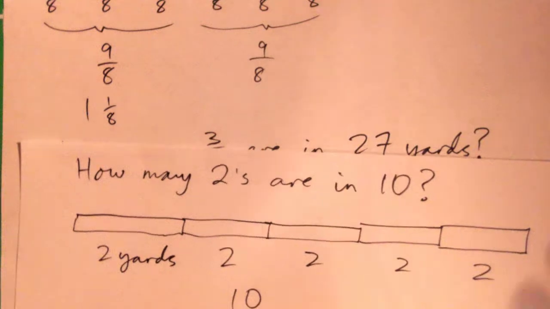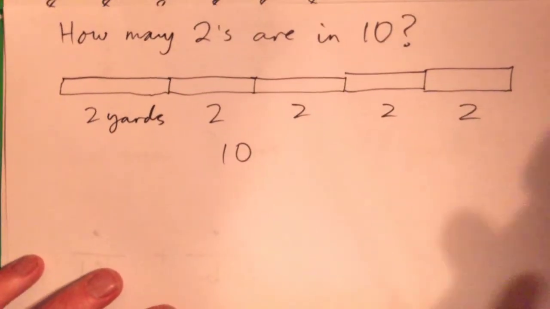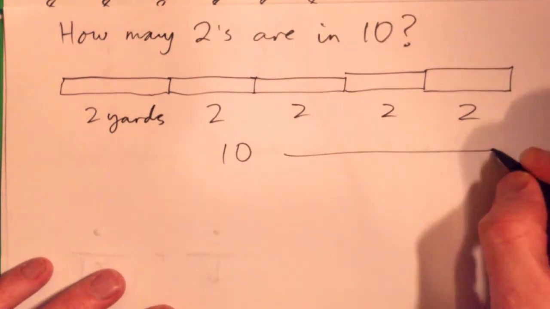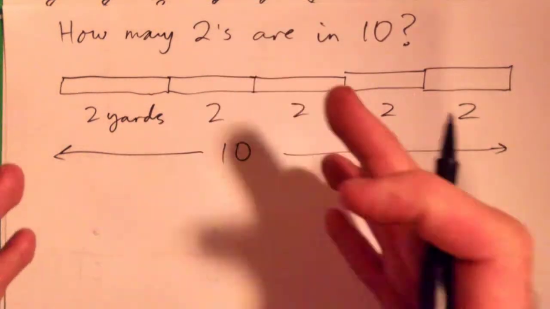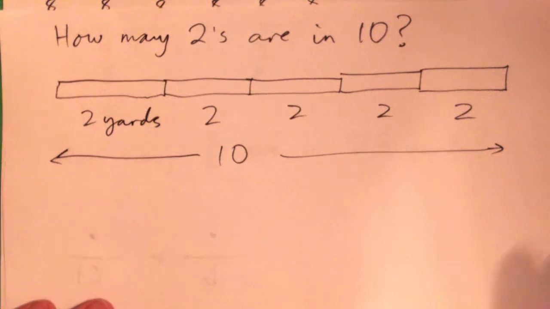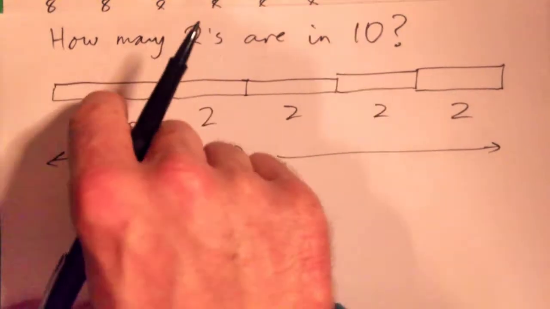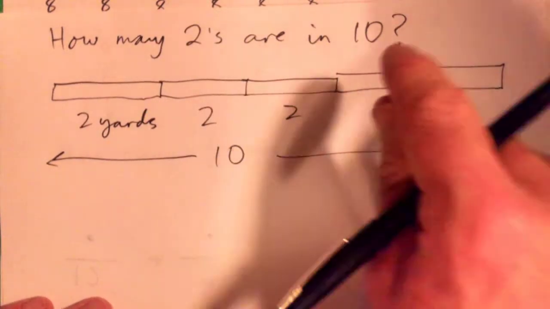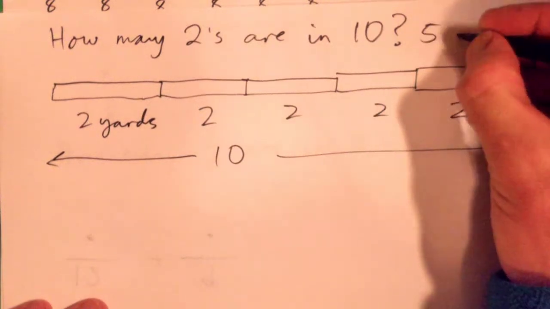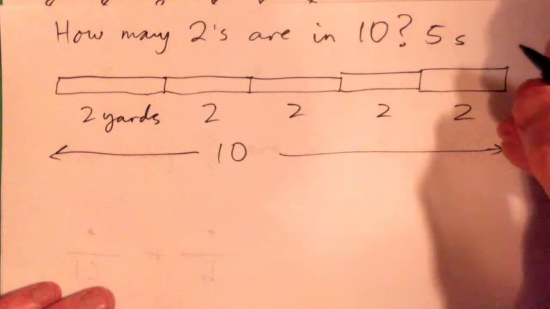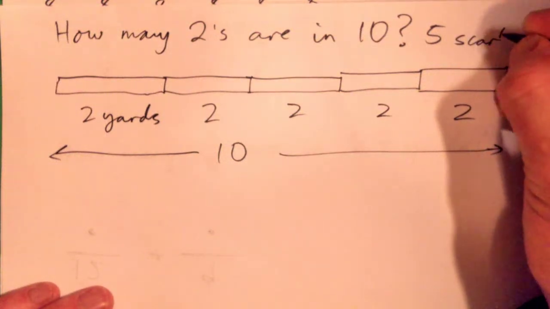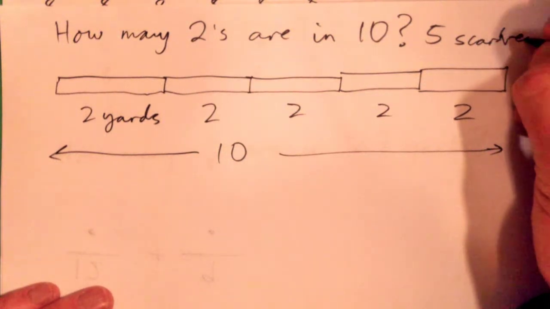So imagine, I'm just simplifying the problem here. I'm making up a new problem. Imagine that was 10 yards altogether, right? Okay, so how many 2 yards are in that 10? Right, there's 5 of them. Here's a scarf, another one, that's 3, 4, 5. 5 scarves. So if each scarf was 2 yards and I had 10 yards, that would be 5 scarves. Make sense? Or scarves, I guess.